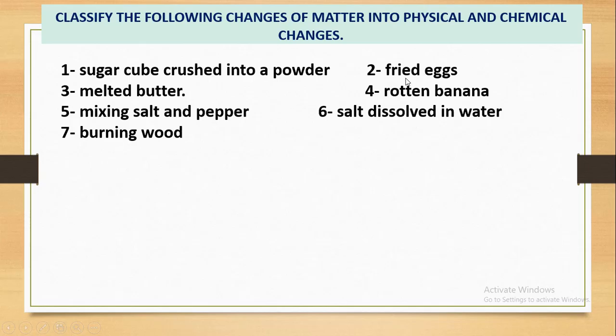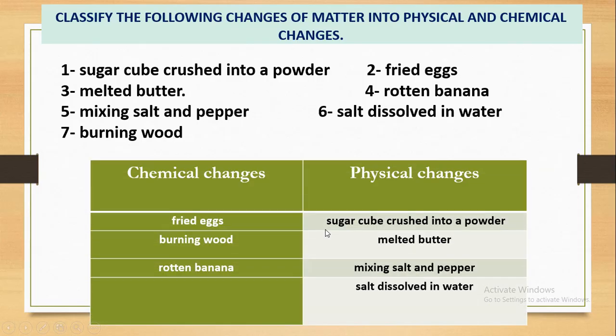Fried eggs. Anything that has to do with cooking is a chemical change. Rotten banana, there's a change of color, there's a bad smell, so it's a chemical change. Salt dissolved in water. This is a physical change, because you can reverse that change. You can evaporate the water from the solution. When all the water evaporates, salt crystals will be left behind.